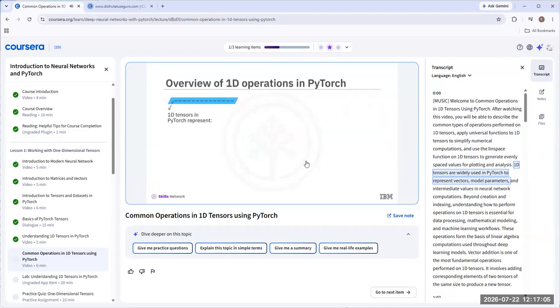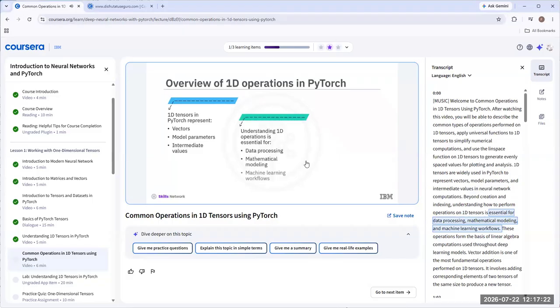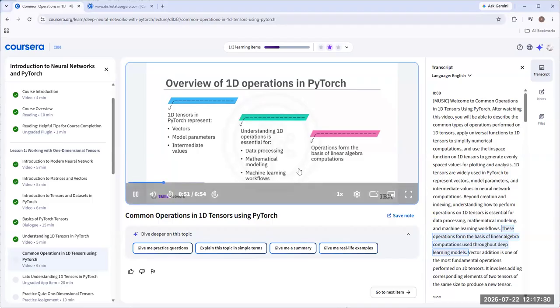One-dimensional tensors are widely used in PyTorch to represent vectors, model parameters, and intermediate values in neural network computations. Beyond creation and indexing, understanding how to perform operations on 1D tensors is essential for data processing, mathematical modeling, and machine learning workflows. These operations form the basis of linear algebra computations used throughout deep learning models.